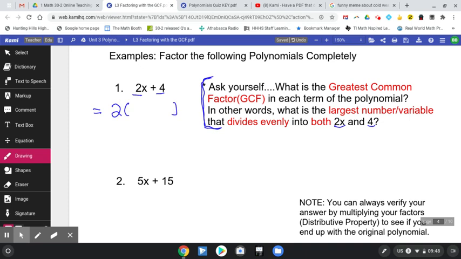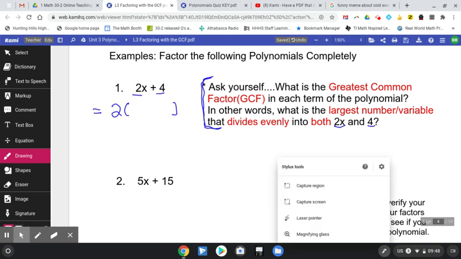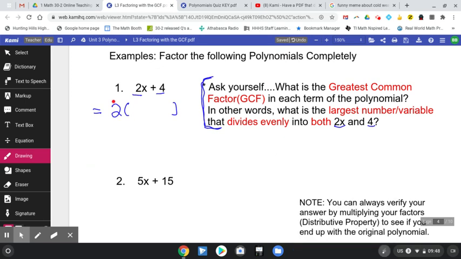And the other factor, this is where I do my distribution. I'm thinking about what else am I going to need? What would I multiply by here to get 2x? And what would I multiply by here to get the 4? So I'm going to need to have an x here and a plus 2 here.